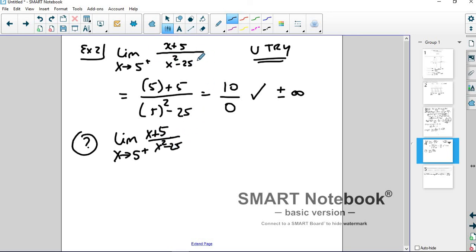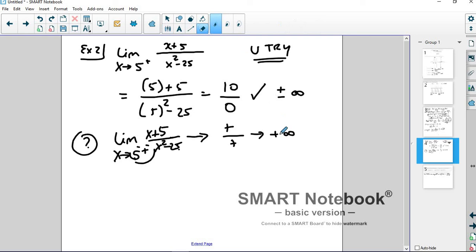You could have factored this and simplified, but you'd still get the same thing. You'd still get a 0 on the bottom, so it doesn't matter here. That's why we usually plug it in first. If you're plugging in numbers bigger than 5, 5 plus 5 is positive. Then 5 squared is bigger than 25, so that's going to be positive. You're going to get positive infinity. And you don't need to write the plus, but I know it's plus, just to emphasize it.